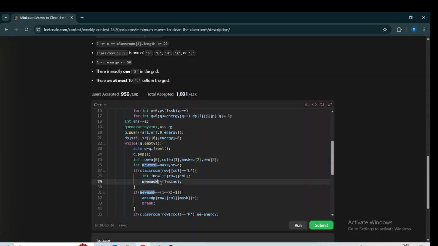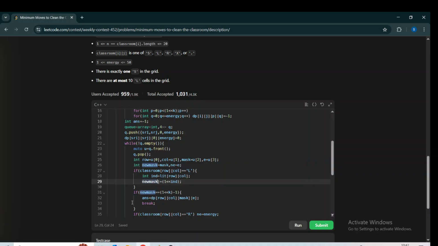So we are doing new mask OR equals 1 shifted left by index, that is 2 to the power index. This means we are clearing the litter in the cell, so we are marking that specific bit as 1. Now if new mask is 2 to the power k minus 1, that means we have cleaned all the litter.